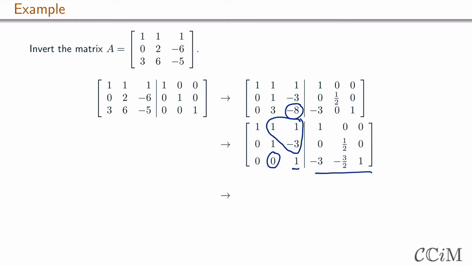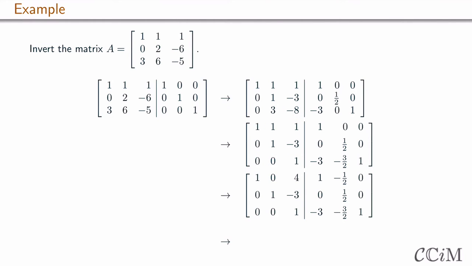First of all, I'm going to use this 1 to create a 0 in this position right here. So I'm going to subtract the second row from the first row next. When I subtract the second row from the first row, I create a 0 right here, and I have 1 minus -3, which is 1 plus 3, which gives me this 4, and so forth.